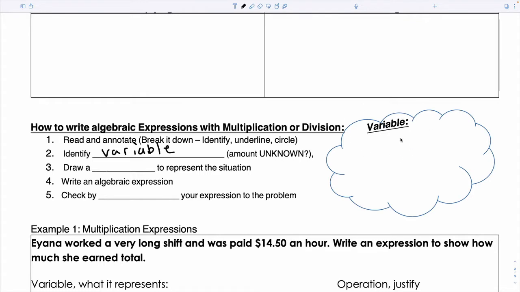What was your definition, Jameson? Variable. A letter to mark a missing number. Great. A letter to mark or identify a missing number. You can put that right where variable is in the bubble.